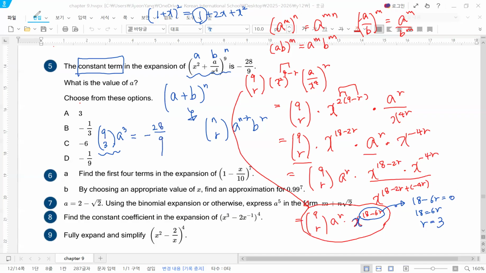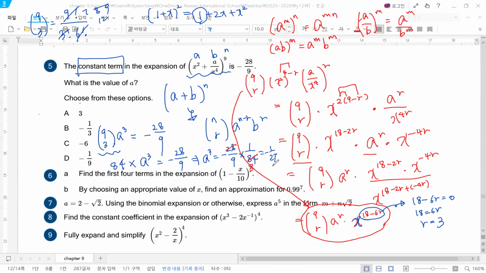By using your calculator, you can find the value of 9 choose 3. Since I don't have a calculator with me right now, I am going to calculate it by myself. It is 84. So 84 times a cubed equals negative 28 divided by 9. Therefore, a cubed should be negative 28 divided by 9 times 1 over 84. Please use your calculator, and it's negative 1 over 27.